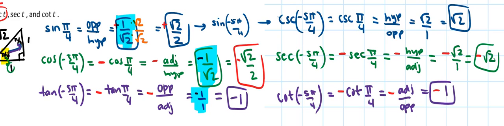And we now have calculated all 6 trig functions of negative 5 pi over 4, using the reference angle and the location it's in to help us with calculating these angles. I hope this helps. I'll see you in the next example.